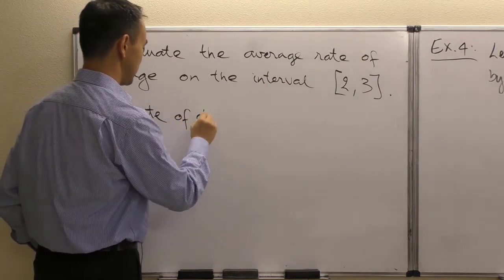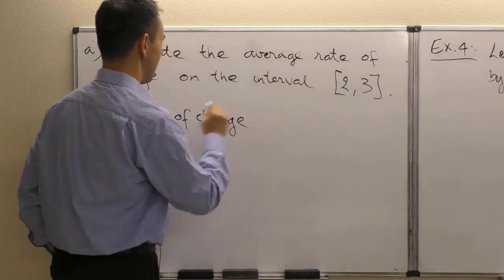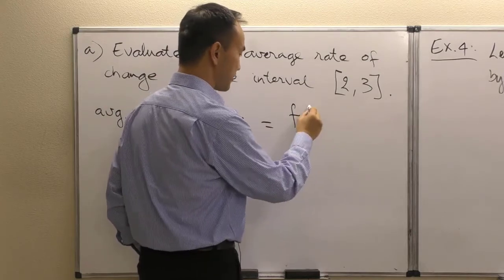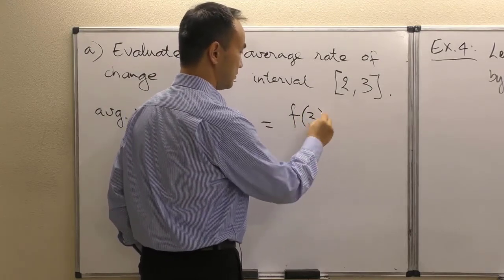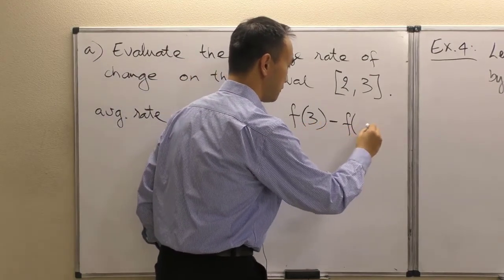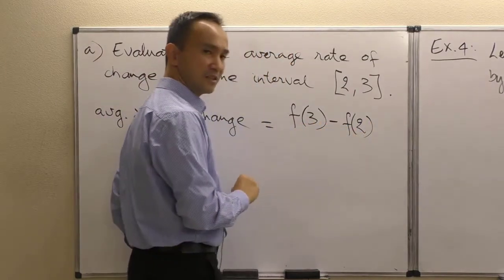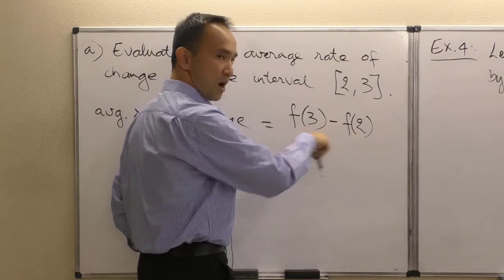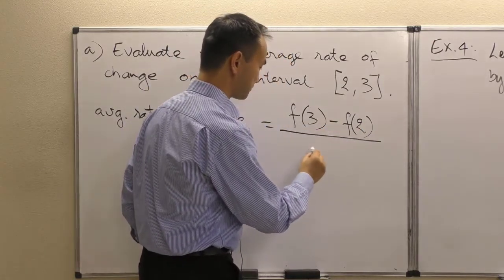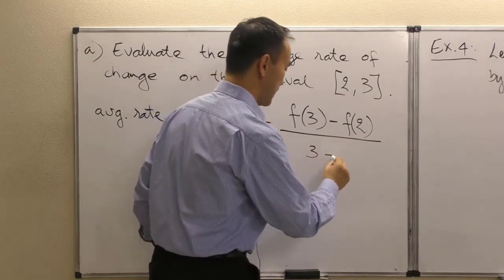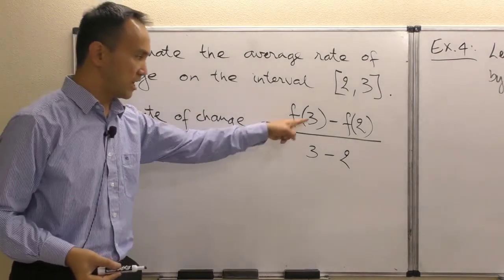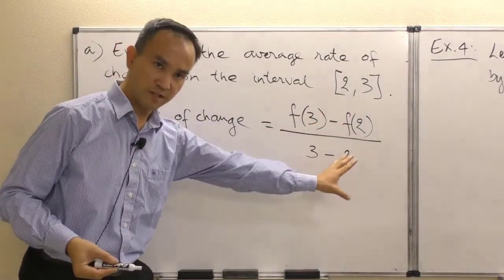Okay? And we use that famous formula. So average rate of change is the final function output, f of 3, minus the initial function output, f of 2. Okay, that's the change in the y values. And we're dividing that by the final input minus the initial input. So f of 3 minus f of 2 divided by 3 minus 2.